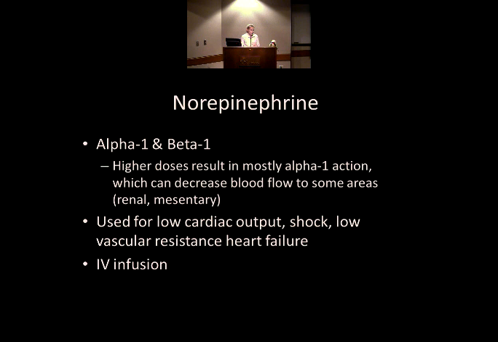So norepi is used for low cardiac output, shock, and then low vascular resistance heart failure. It'll tighten up, it's alpha-1, so it'll tighten up those pipes and give them more SVR. It's given really only as an IV infusion. It's got a really short half-life, so it doesn't last long once you turn it off.